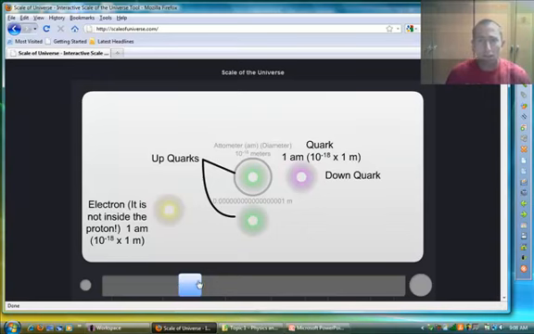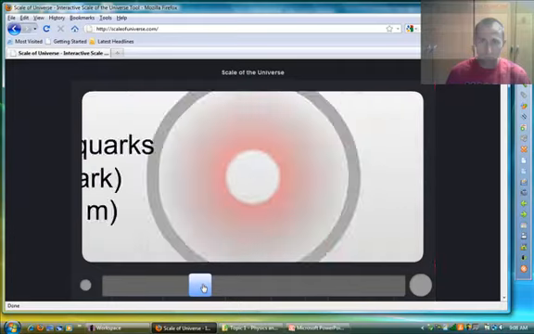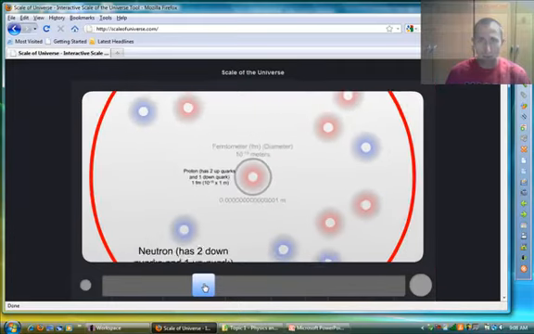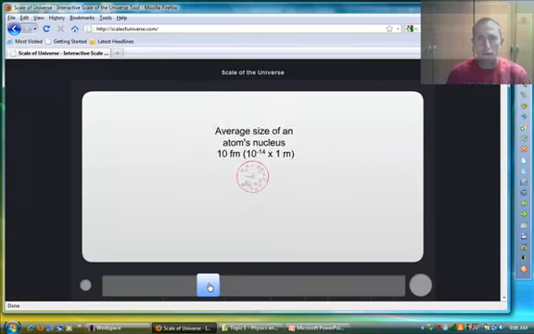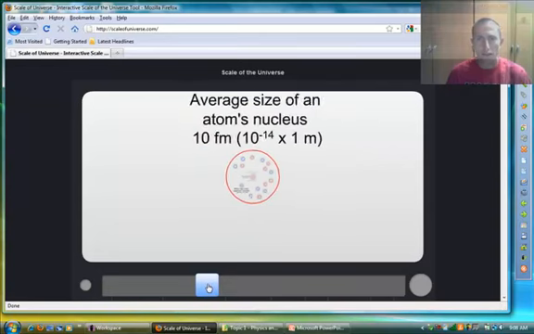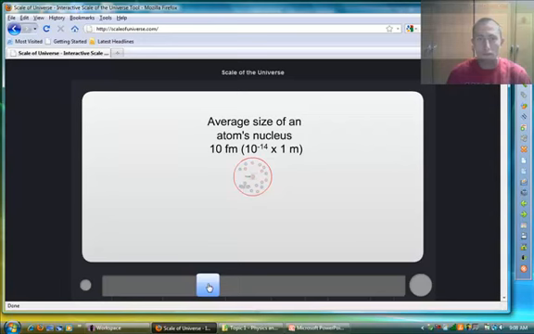Quarks have an average diameter of roughly 1 attometer, which is 10 to the negative 18th meters. And so these are our constituent particles of protons and neutrons. It's also roughly the size of our electron. Then we have femtometers. We're starting to maybe get to sizes that you've heard of. Average size of an atom's nucleus is about 10 femtometers.